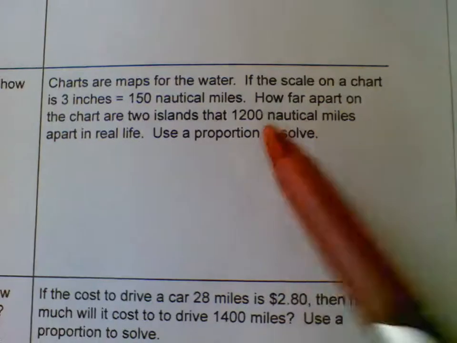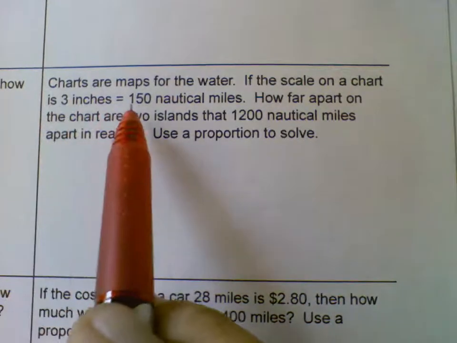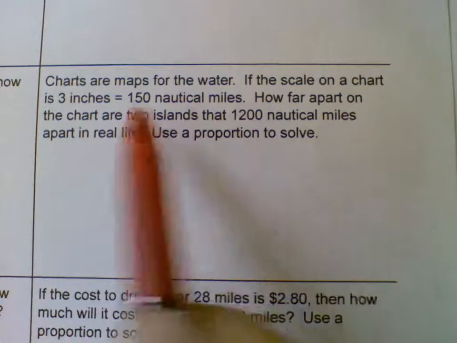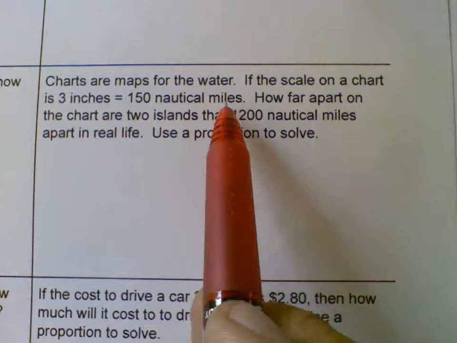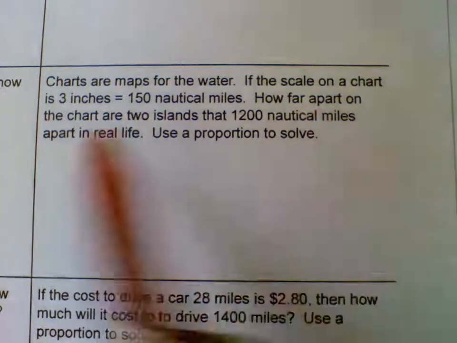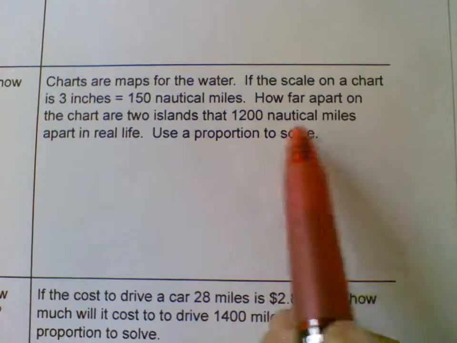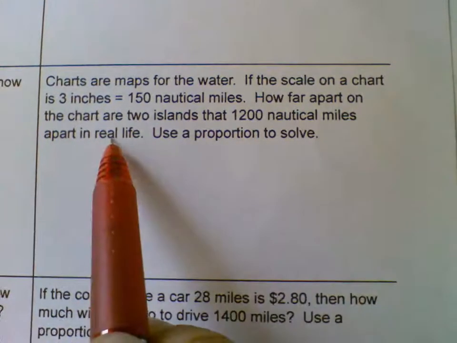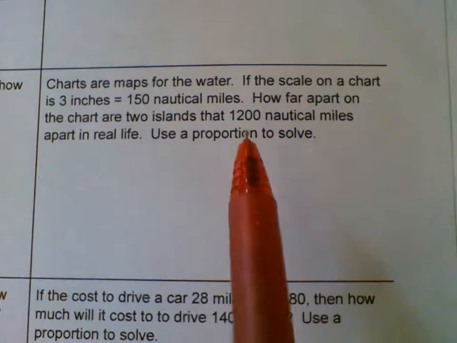If the scale on a chart is 3 inches is equal to 150 nautical miles, that's for every 3 inches, it's this distance, 150 nautical miles. How far apart on the chart are 2 islands that are 1,200 nautical miles apart in real life? Use a proportion to solve.